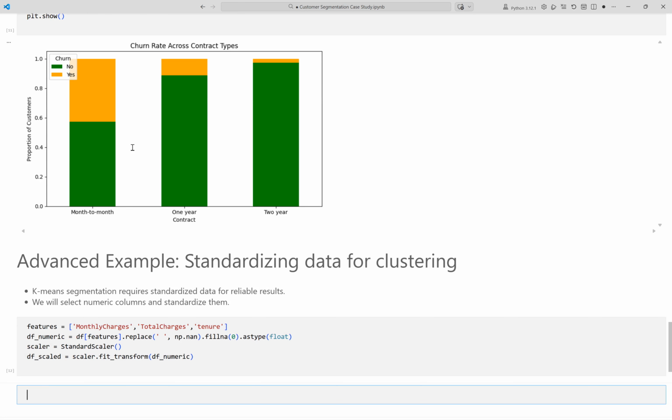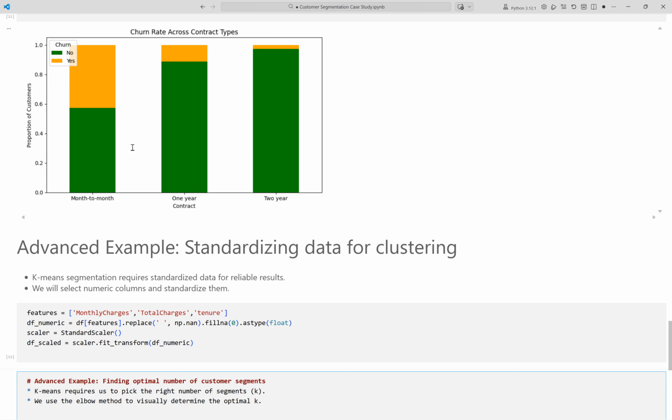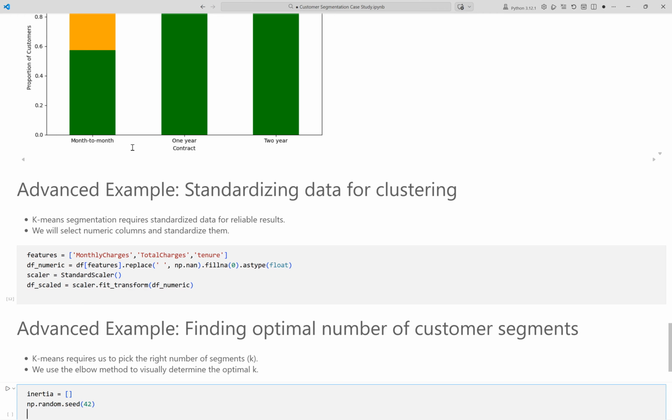Advanced example, finding optimal number of customer segments. K-means requires us to pick the right number of segments, k. We use the elbow method to visually determine the optimal k. Running the cell now. We try different cluster counts and compute inertia to find the best segmentation resolution. The bend, or elbow, in the resulting plot suggests where adding more clusters yields diminishing returns.